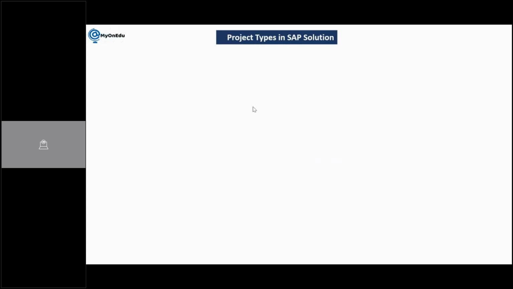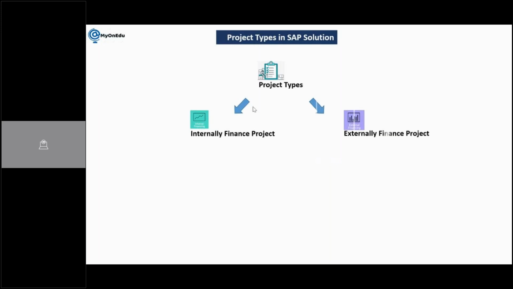It's not just SAP. When we are doing any project as project management, what kinds of projects do we have? Project types in SAP: majorly we have two types. One is the internally financed project, another is the externally financed project. Internally financed projects are financed by the organization internally, and externally financed projects are those we do for our customer.